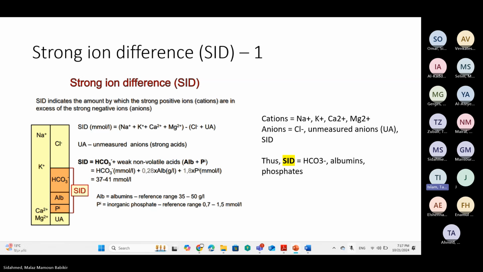And if you compare SID to the anion gap, you realize that there's a difference in parameters. Particularly, there's bicarbonates rather than UA. In this case, you don't really account for UA in the parameter called SID. So there would be different changes in SID with respect to metabolic acidosis and alkalosis.